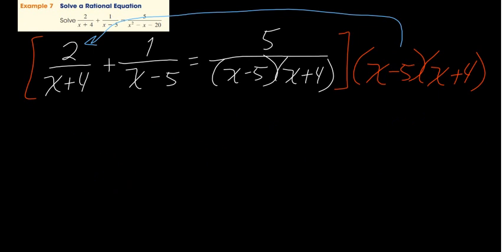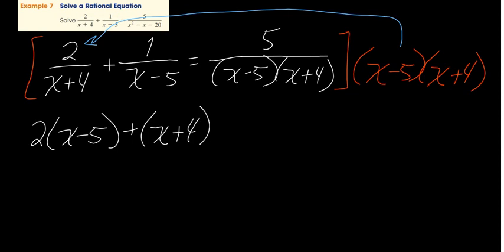Okay, here we go. So we said the x plus 4s are canceled, so we end up with a 2, and then x minus 5. And then it's going to be plus, and then x minus 5's cancel, so we're going to have a 1 times x plus 4. So we can just simply say x plus 4. I mean, 1 times anything is that anything. And then on this one, the entire denominators cancel with one another, so this is just going to equal 5.